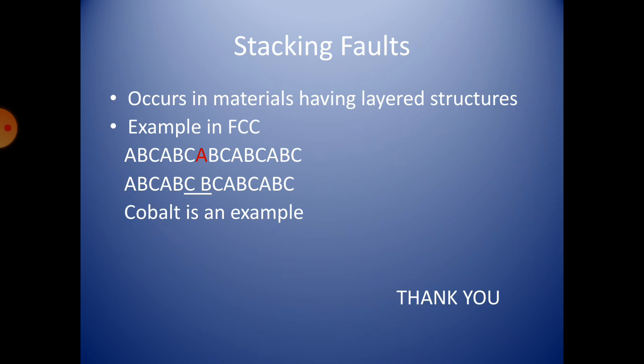It occurs in materials having layered structures. For example, consider the crystal lattice of FCC, that is face-centered cubic lattice, and the arrangement is an ABC, ABC, ABC pattern. But in this example, we can see that in the second line, the letter written in red color, that is A, is missing. That means the ABC, ABC pattern is not being followed, and the AB, AB pattern is also not being followed. So this is called a stacking fault. This type of defect is exhibited by cobalt, graphite, etc. Thank you.